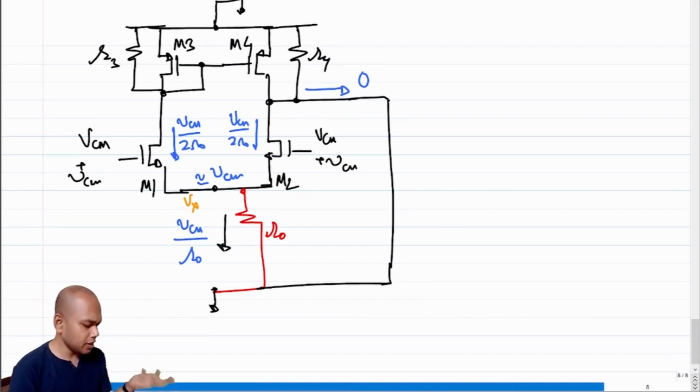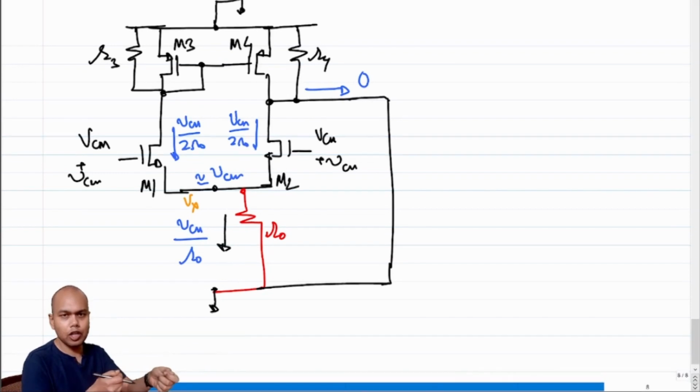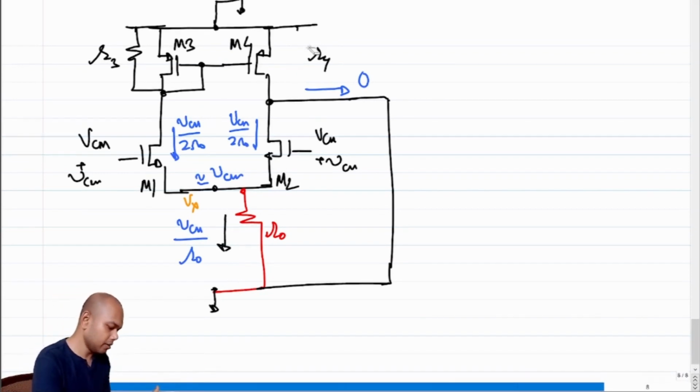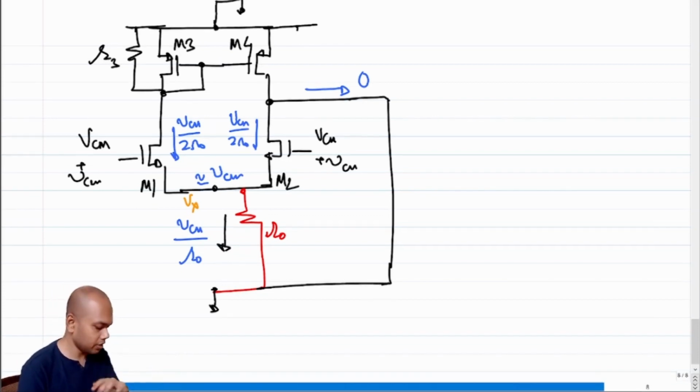But R4 is irrelevant because both sides of R4 are shorted, right? So I can essentially say that channel length modulation of M4 is irrelevant. So that goes out of the window. Okay. So what about this VCM by 2 R naught? Where does this VCM by 2 R naught go? VCM by 2 R naught goes and develops a voltage at this node.